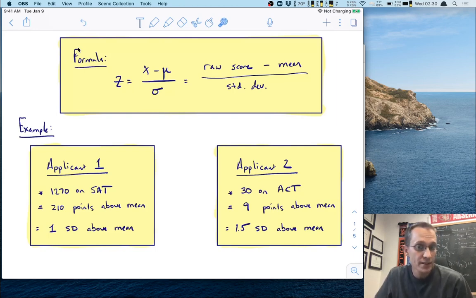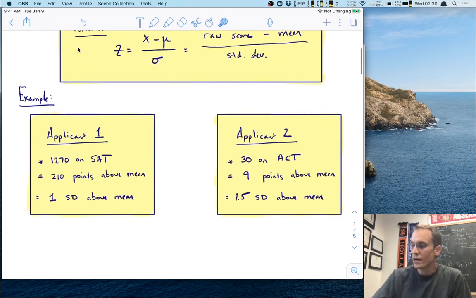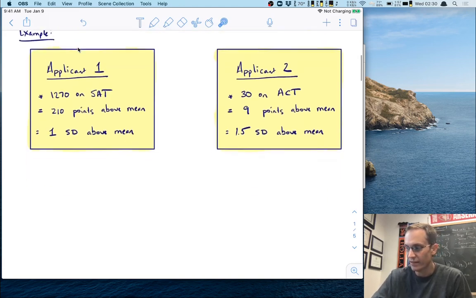Suppose we had two applicants that took some college entrance exams. So you had applicant 1 who scored a 1270 on the SAT, and because the mean of the SAT was a 1060, we know this is 210 points above the mean, which we reasoned last time is one standard deviation above the mean. Whereas applicant 2, they scored a 30 on the ACT. So we want to know who did better, right? Who did better on their respective test? Now the ACT, we know, has a mean of 21 with a standard deviation of 6. And if we have this person with a 30, that means they scored 9 points above the mean, which turns out to be 1.5 standard deviations above the mean.